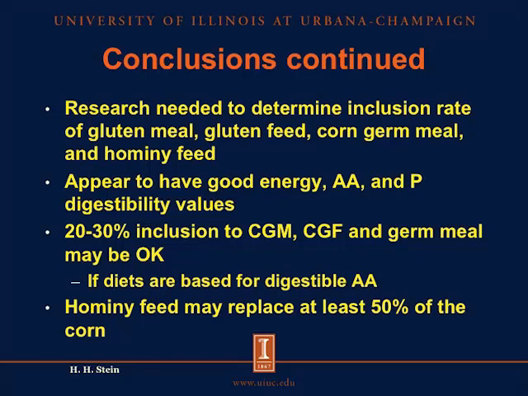We also believe that it's possible to include 20 to 30% of corn gluten meal, corn gluten feed, and corn germ meal in diets fed to all groups of pigs, but we do need research to confirm this. And finally, we do believe that hominy feed may replace at least 50% of all the corn in diets fed to all categories of pigs.